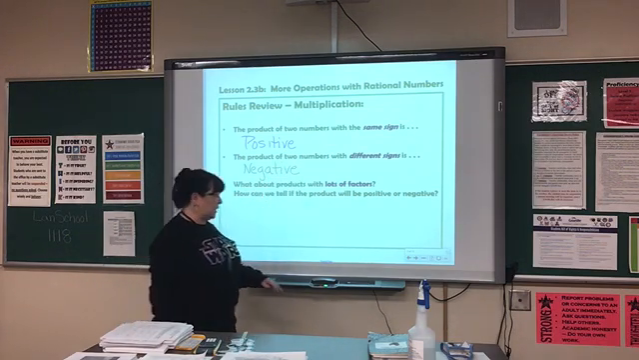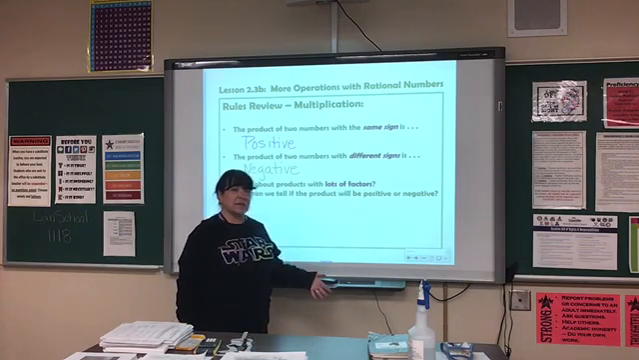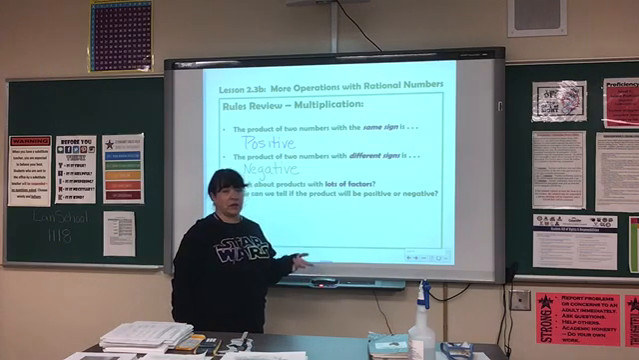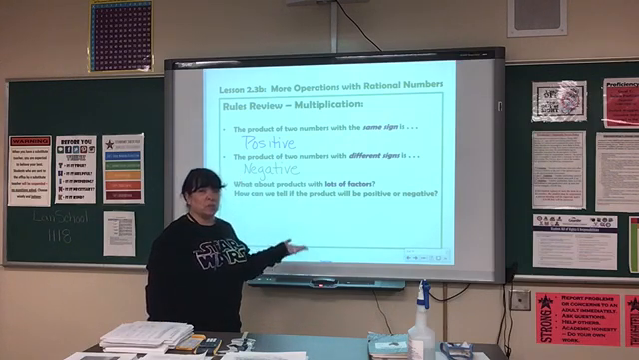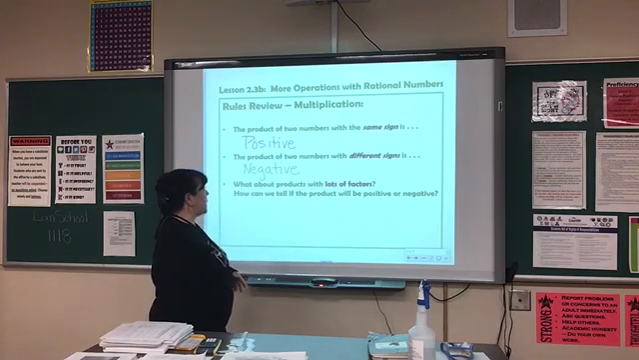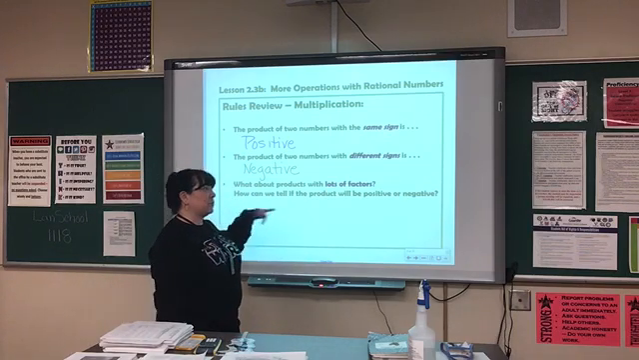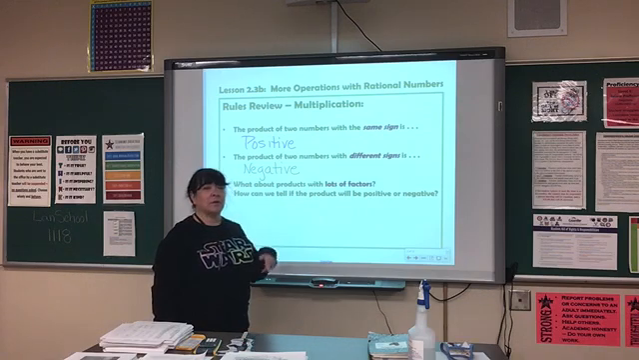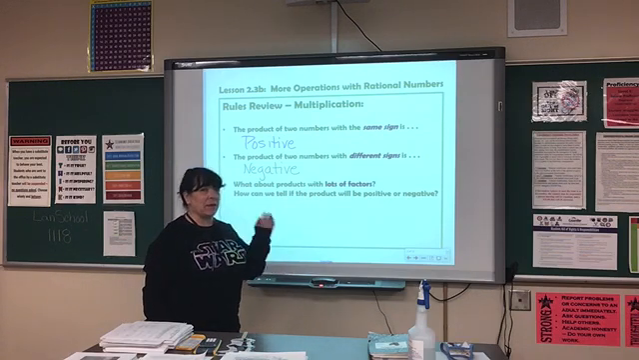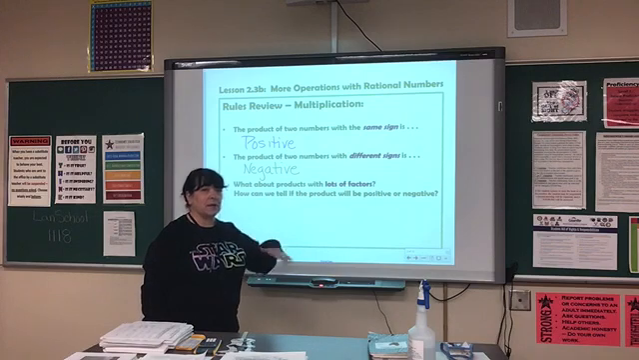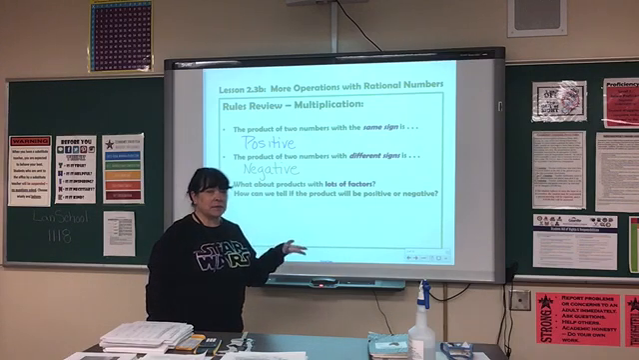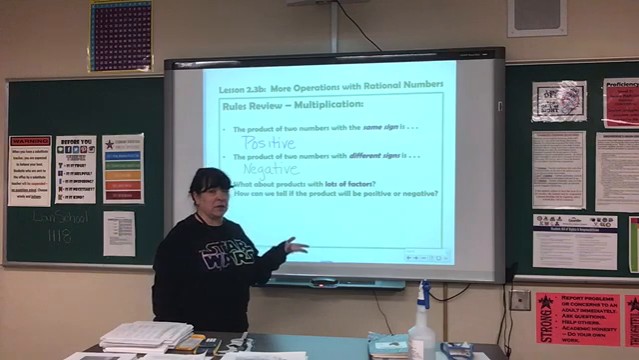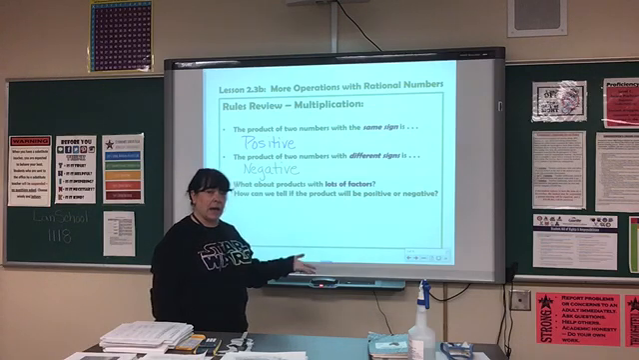And remember, products with lots of factors, and yes, even 3 can be considered lots of factors because it's more than 2, mean you have to do more than one set of multiplication. How can we tell if the product will be positive or negative? Remember, if you have an odd number, it's negative. If you have an even number, it's positive. When I say odd number and even number, I'm not talking about the actual numbers that are multiplying. I'm talking about how many negatives we have.